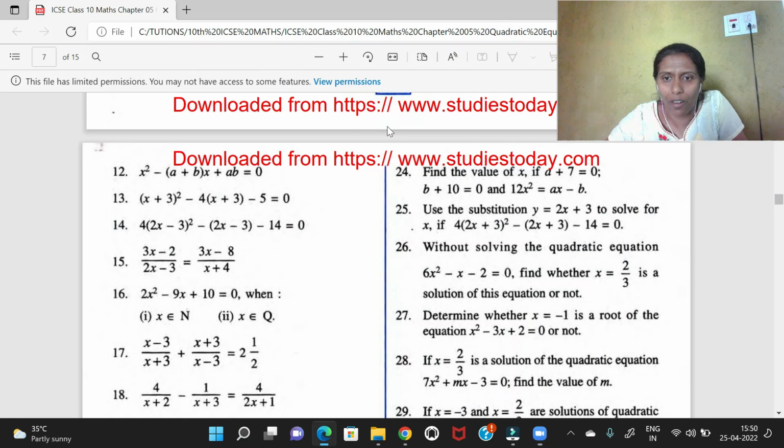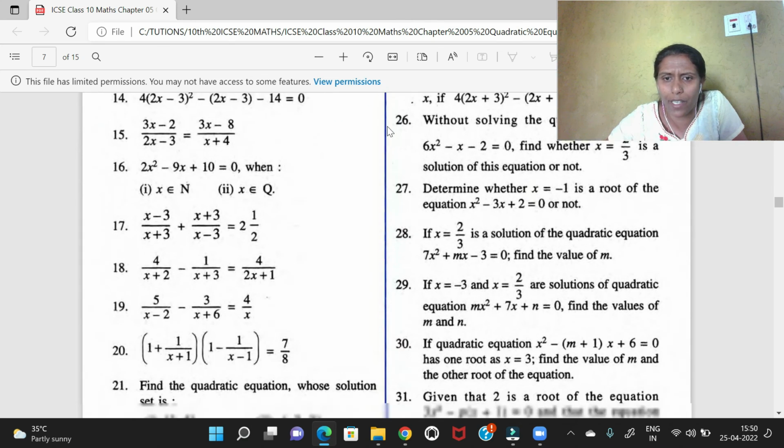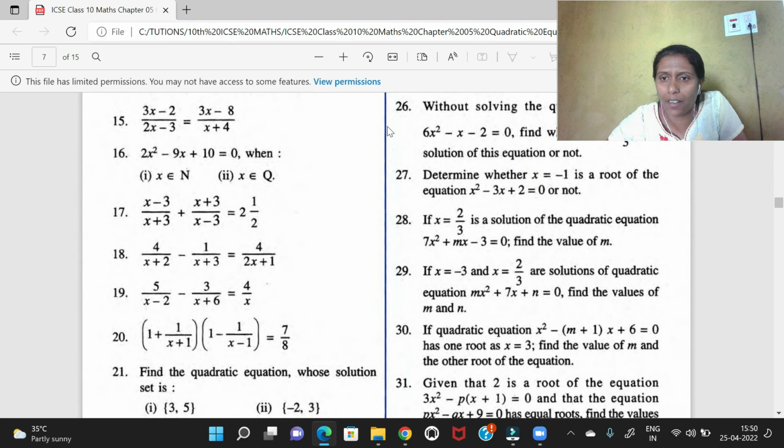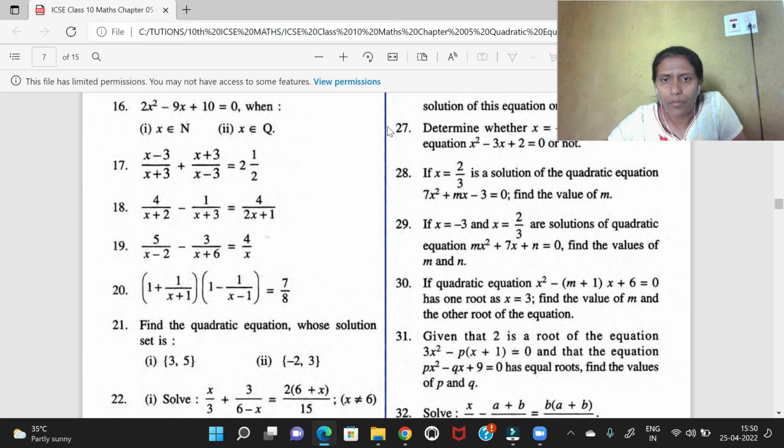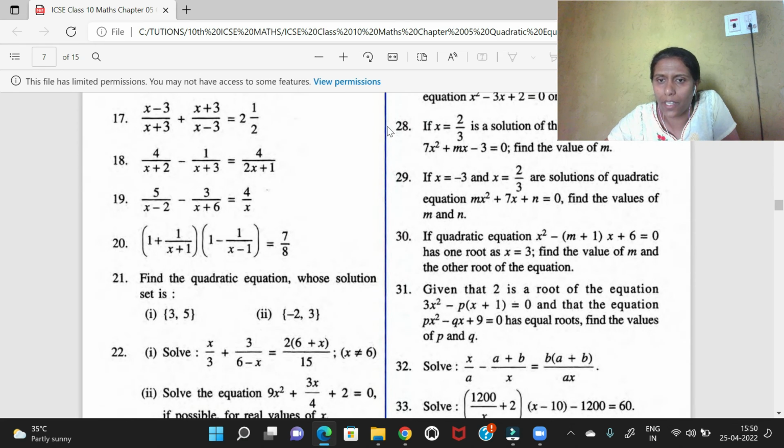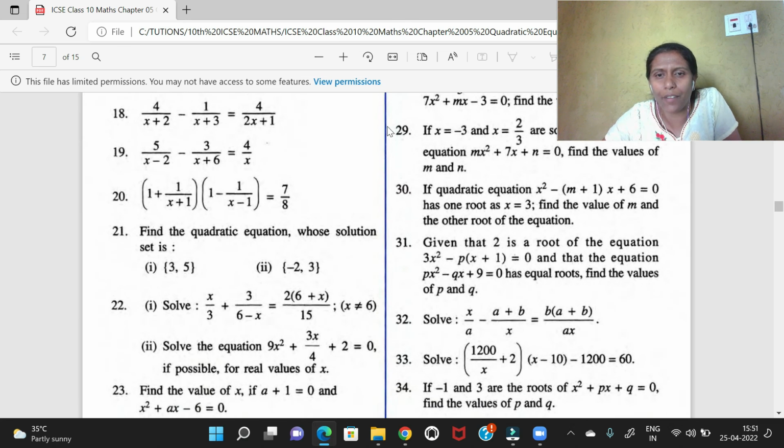Okay, moving on. 26, determine whether it is a root of the equation. It's the same thing as 26, so I'm not solving that. And again, 28, it's the same thing. Solutions of the quadratic equation, find the values of m and n. Let us do this in the class. Next, if a quadratic equation has one root as x is equal to 3, find the value of m and the other root of the equation. It means it's kind of a double work that we need to do. Okay, fine.